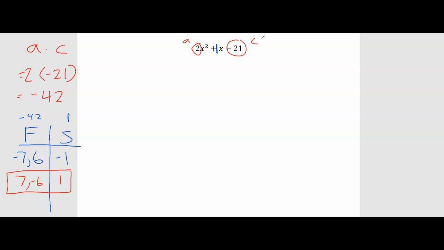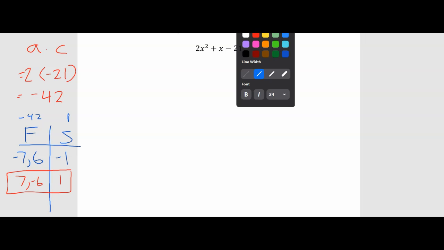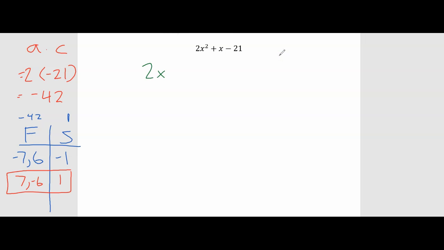So now we're going to rewrite this trinomial. So I'm going to get 2x squared. Again, it doesn't matter what order we do it in, so I'm going to do plus 7x minus 6x minus 21. Okay, now we've got to separate these into two sets of parentheses. So I've got my first set right here.